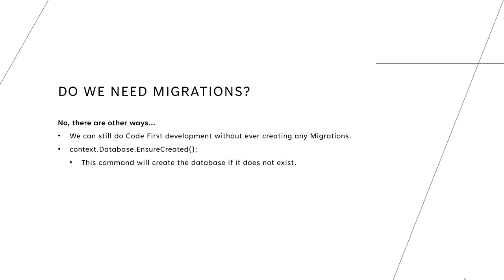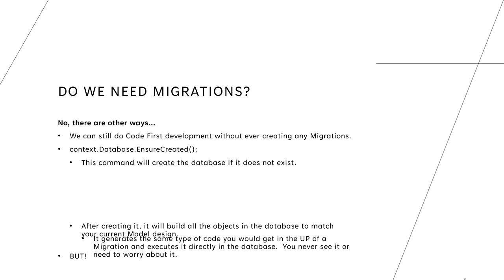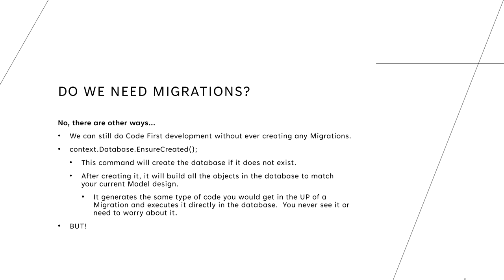We can just call context.database.ensureCreated, okay? Now, as long as the database doesn't exist, okay, it will create the database and then go on, okay? After creating the database, it will build all of the objects in the database to match the current model design. Basically, it generates the same type of code you would get in the up, right? The up of a migration, and executes it directly in the database. We never see it. We never have to worry about it, okay? It just happens, okay? So basically, it takes your model, boom, builds the database to match.